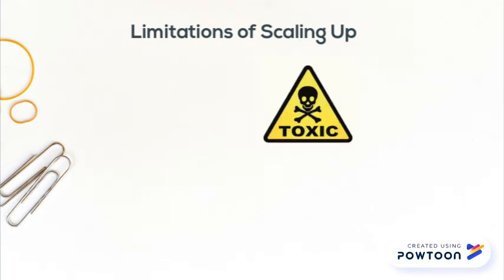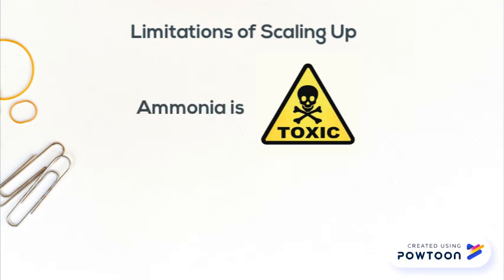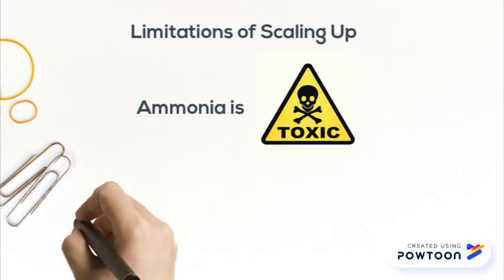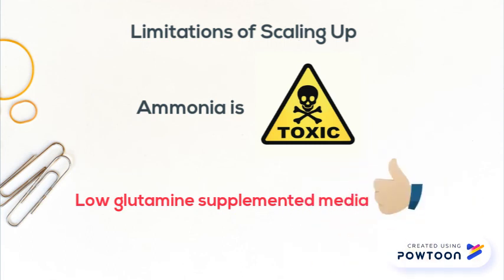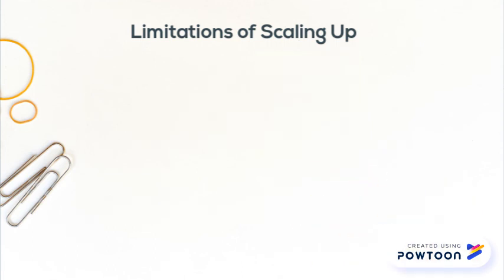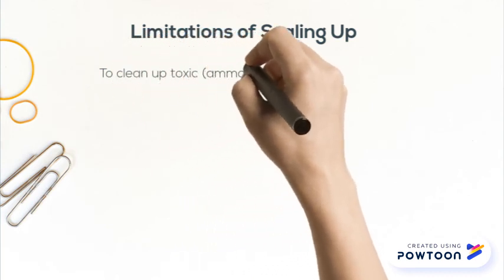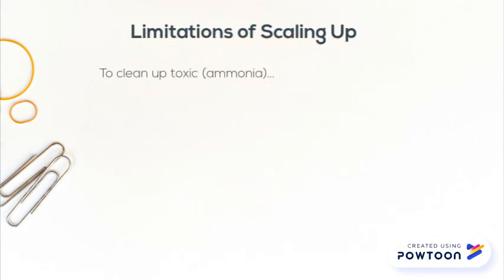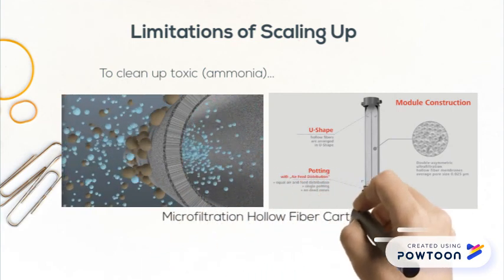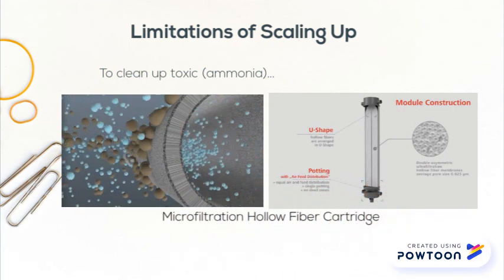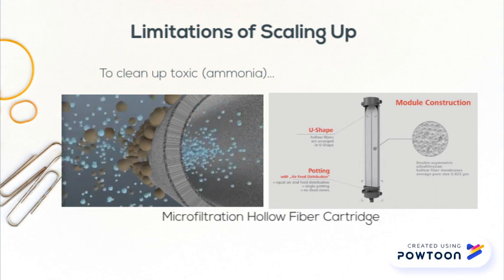The next limitation is toxic accumulation such as ammonia, which typically occurs when using mammalian cells. Hence, to minimize ammonia accumulation, low-glutamine supplemented media is used. Additionally, in the event of cleaning up toxic accumulation, an appropriately sized microfiltration hollow fiber cartridge, which is steam sterilizable and easily cleanable after repeated uses, could be installed.